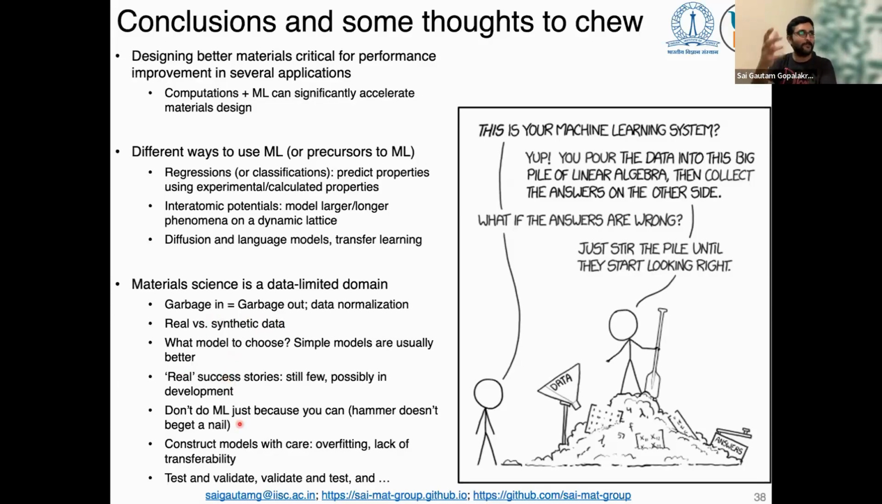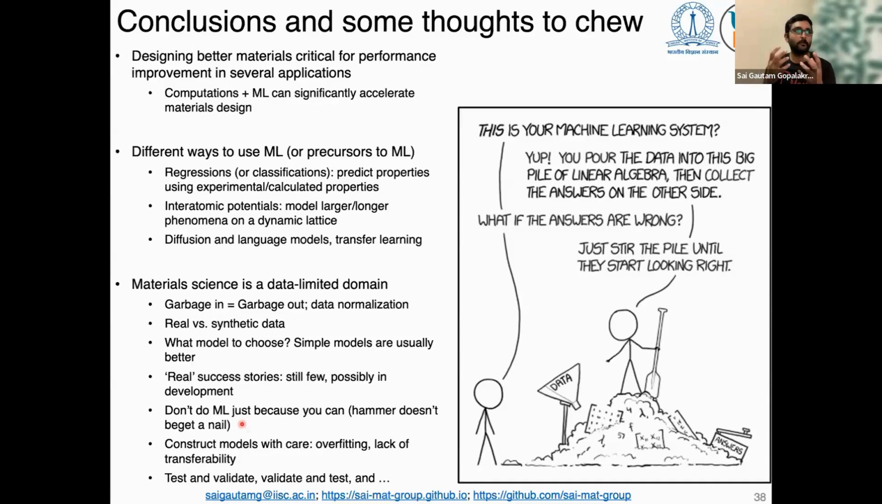I think this is also another question that usually comes up. Should I do machine learning given X or Y problems? Don't do machine learning simply because you understand machine learning. Hammer doesn't beget a nail, right? Just because you have a hammer, everything shouldn't look like a nail, right?